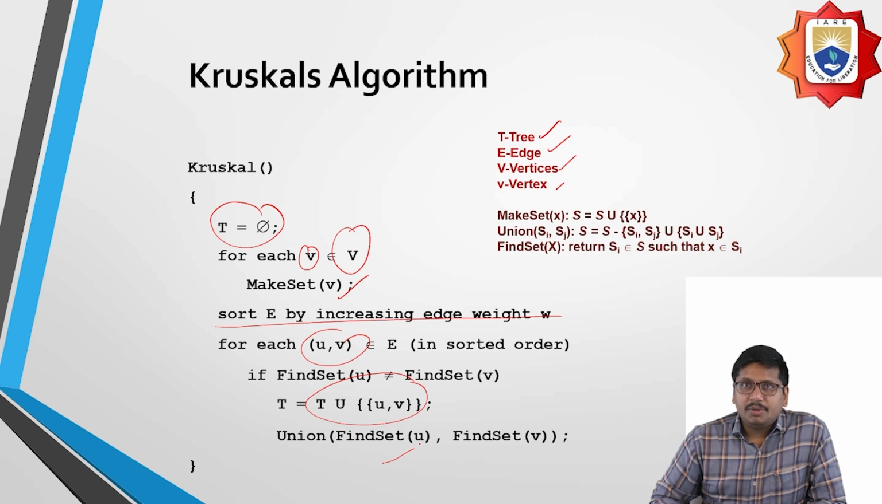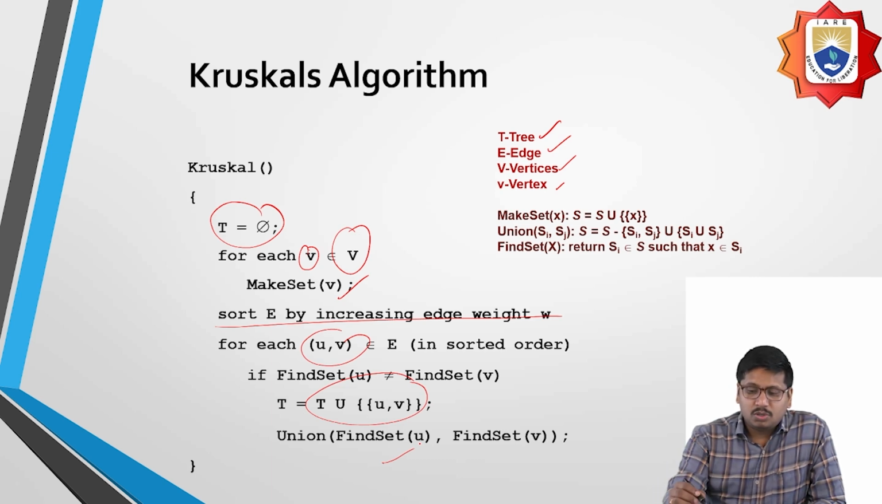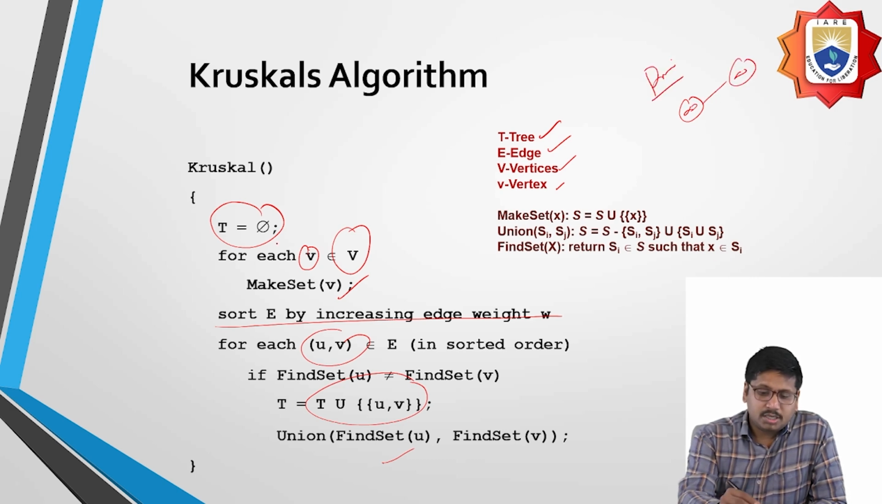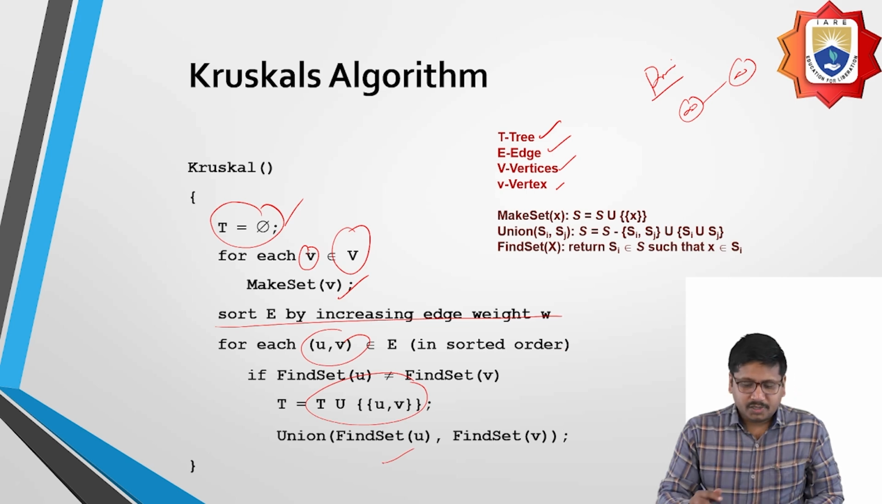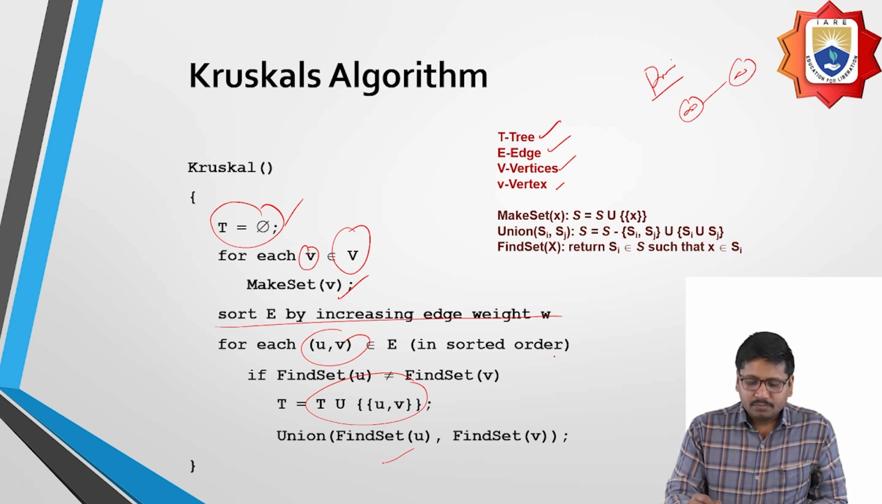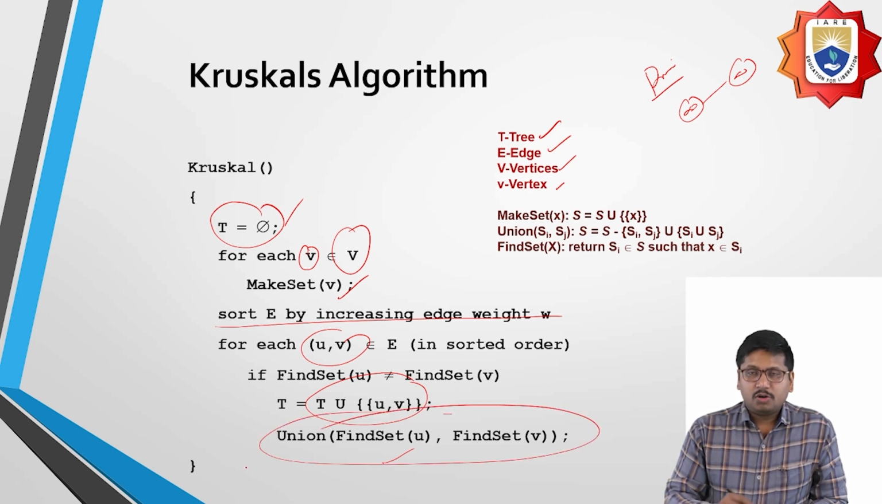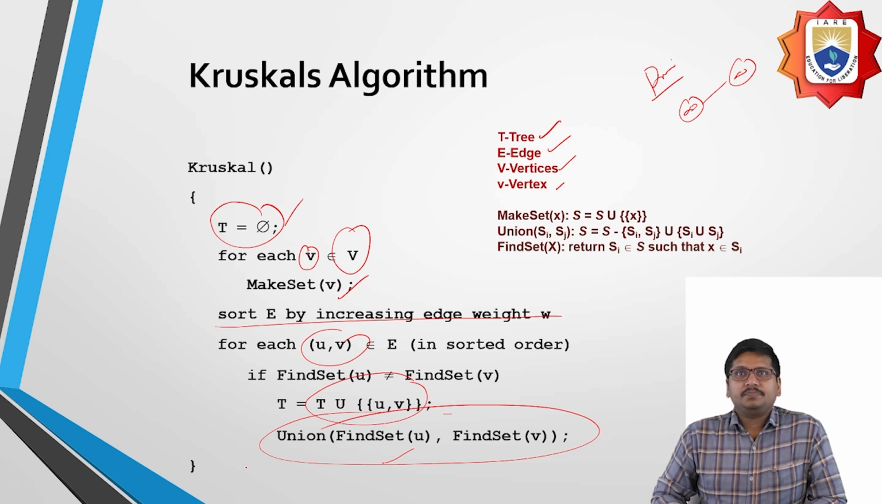Okay. So in Prim's algorithm, we store all these vertices as infinity, whereas in this case, we make the tree nil. And for each vertex we mark it one, and we sort the edges in increasing order of weight. And for each edge, we find the set u and then v, and then we apply the union operation.